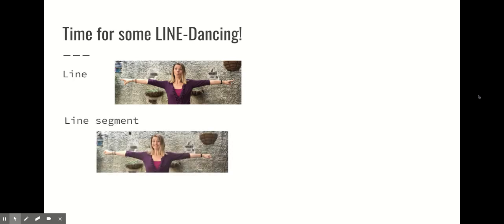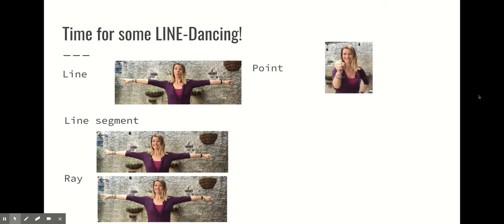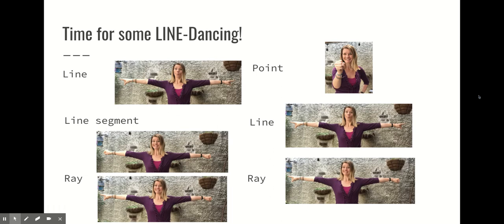All right, are you ready for some line dancing? Line. Show me what a line is. Point those two fingers. Line segment. Good, you should have two fists. Ray. You should have a fist and a pointer. Point. Show me that fist. Line. Remember that one? And show me another ray.